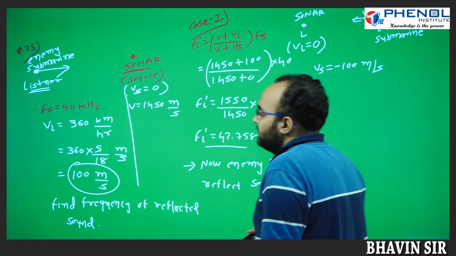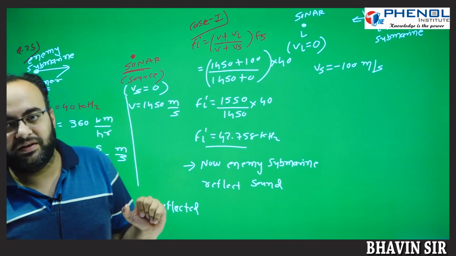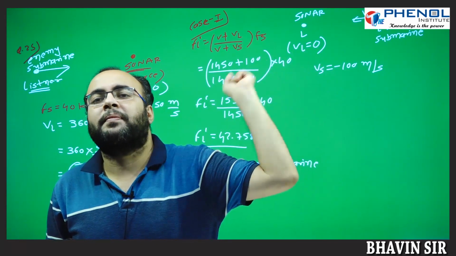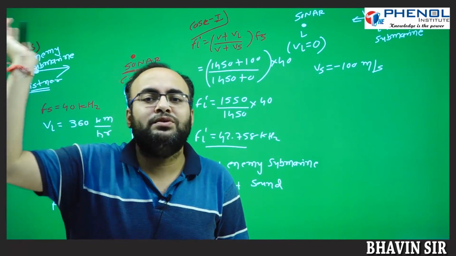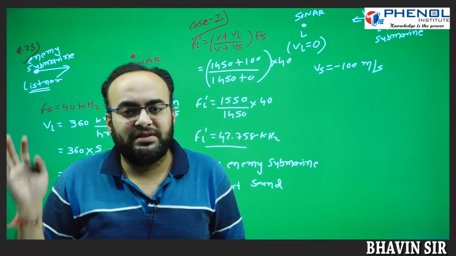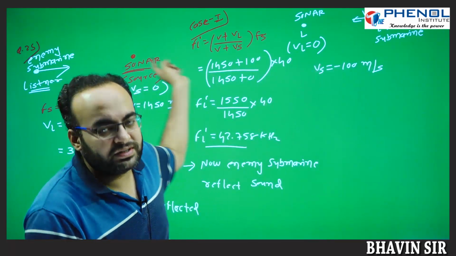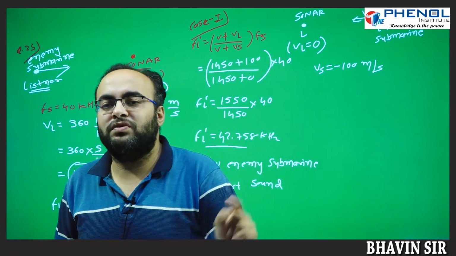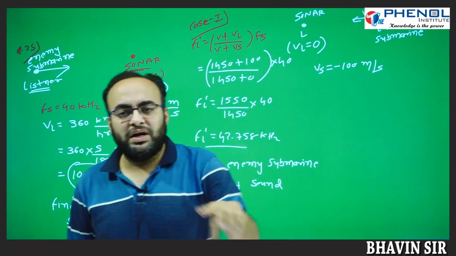-100. Why -100? Because now it moved from S to L. Both cases are the same, students; we have only changed the representation. So in the second case, the enemy submarine is the source and the sonar is the listener. The sonar submarine is stationary, so its speed is 0. The enemy submarine is moving towards the sonar submarine, as given in the question.